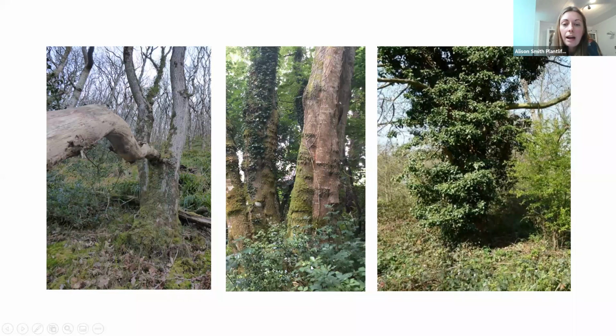The central image, this is a veteran ash. This is in the Bovey Valley on Dartmoor again, and a similar sort of story, a bit more ivy growing on there, but that ivy hasn't yet become an important habitat for bats, for example.